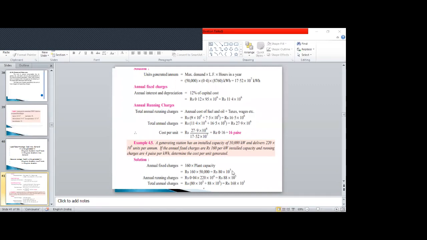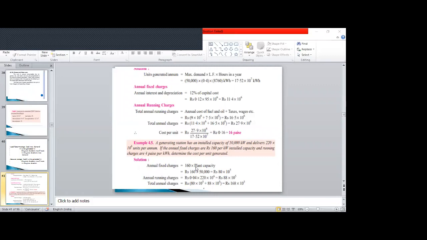See here, the running charges and fixed charges are directly given, whereas in the earlier problem you had to calculate them. So this problem is simpler than the first problem. Can you solve this? Finally, again you have to calculate the cost per unit generated. What's the total cost per unit generated? You follow the same steps. Fixed charges and running charges are directly given.